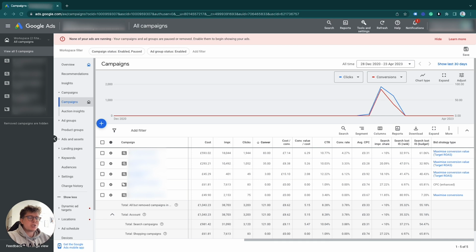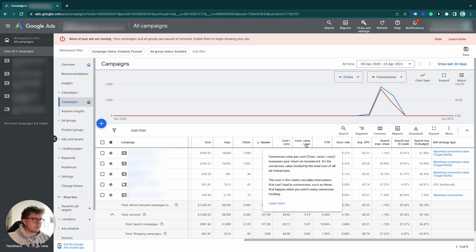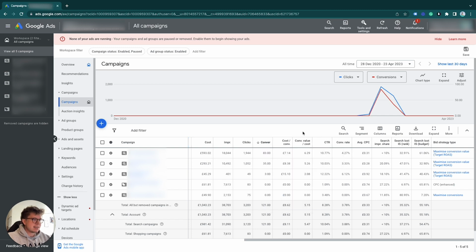However, we change out just a few of the metrics because obviously we're more focused on achieving a good return on our ad spend. So let's just go over the basic layout of what I like to do. We start with cost, which is good to get a basis of how much we're spending, impressions, clicks, conversions, cost per conversion, conversion value divided by cost, which is ROAS, CTR, which is our click-through rate, our conversion rate, our average CPC, and these are our search impression shares.